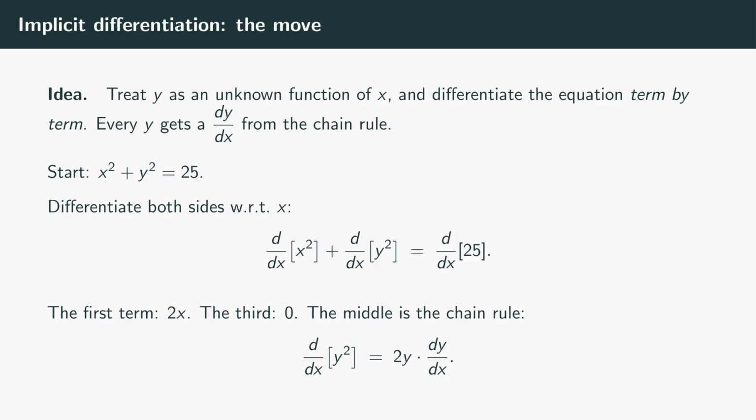Here's where the chain rule earns its keep. We're differentiating y squared with respect to x, but y depends on x. So think of y squared as the composition: outer is square, inner is y as a function of x. Outer derivative 2y, inner derivative, the derivative of y with respect to x. Multiply: the derivative of y squared with respect to x is 2y times the derivative of y with respect to x. Every y term we differentiate picks up a factor of the derivative of y with respect to x, and that is the entire technique.